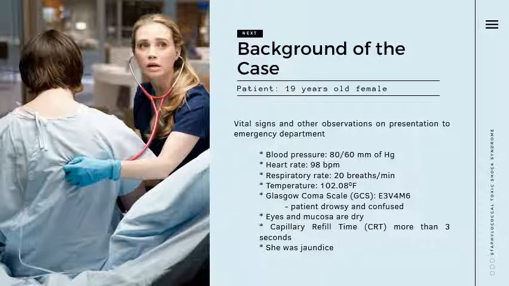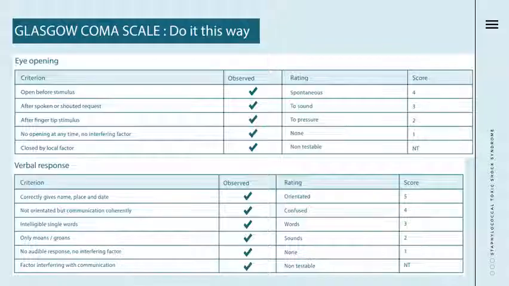The patient was also drowsy and confused with a Glasgow Coma Scale of E3V4M6. Her eyes and mucosa were dry. She also had a capillary refill time of more than 3 seconds, which was not normal, so this may indicate the presence of circulatory shock. The patient was also jaundiced.